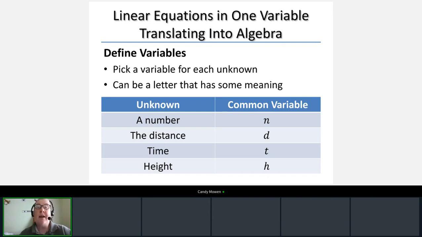To define variables, pick a variable for each unknown. It can be a letter that has some meaning. For example, if you're looking for a number, it can be n, which associates with number. Sometimes a real-world problem is looking for distance, and you can use d. Time, t. Height, h. That helps you remember.